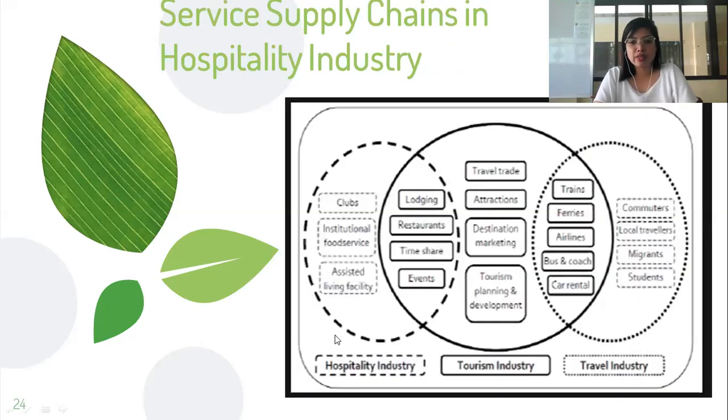So as you can see here, we have different industries belonging to the hospitality industry. We have food service, tourism, travel, and they overlap with each other. We are interconnected with each other. So we have clubs, institutional food service, assisted living facilities, lodging, restaurants, timeshare, events, and all of that is connected to an industry: attractions, destination marketing, tourism planning, and development. So we have the travel industry, the ferries, the airlines, the bus and coach, the car rentals. We also have the commuters, the local travelers, the migrants, and the students.